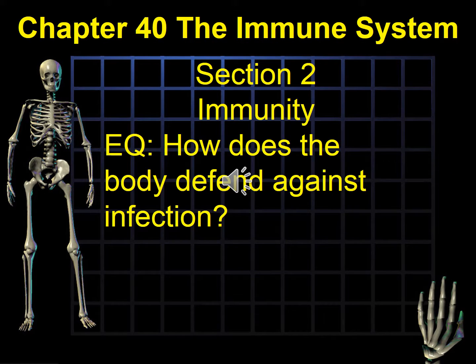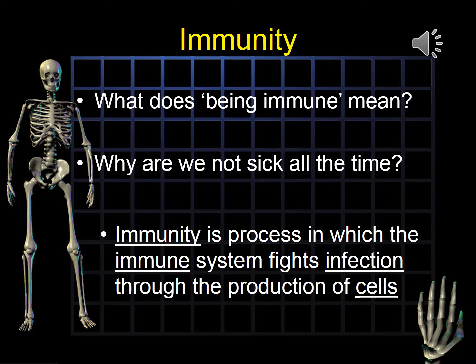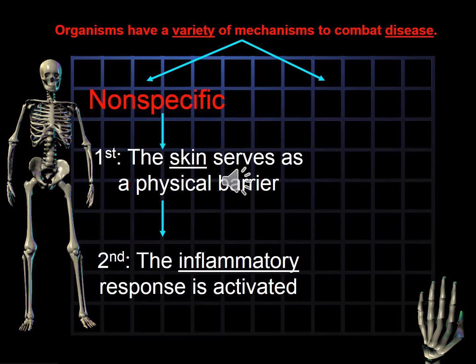Okay, the immune system, section 2. How does your body defend against these evil invaders, pathogens? What does being immune mean? Why are we not sick all the time? Well, it's because we have an immune system. Immunity is the process in which the immune system fights infection through the production of cells. So we produce cells that help fight, basically warrior cells.